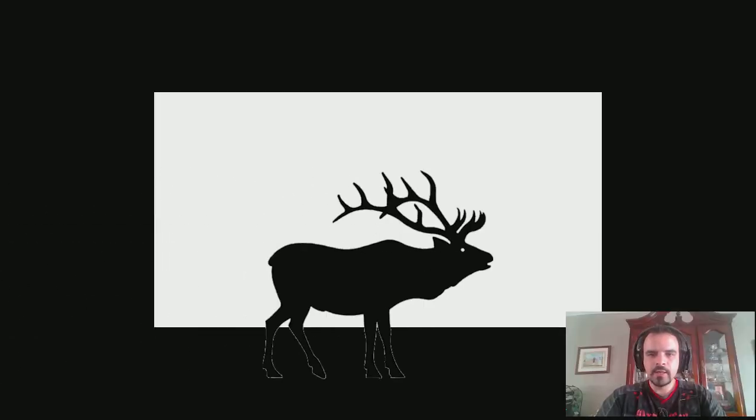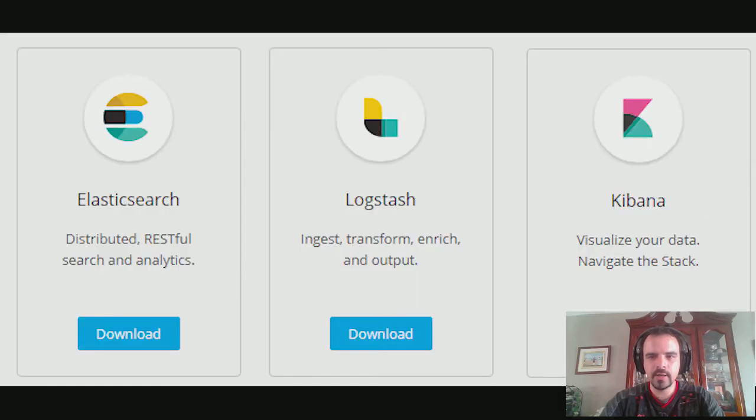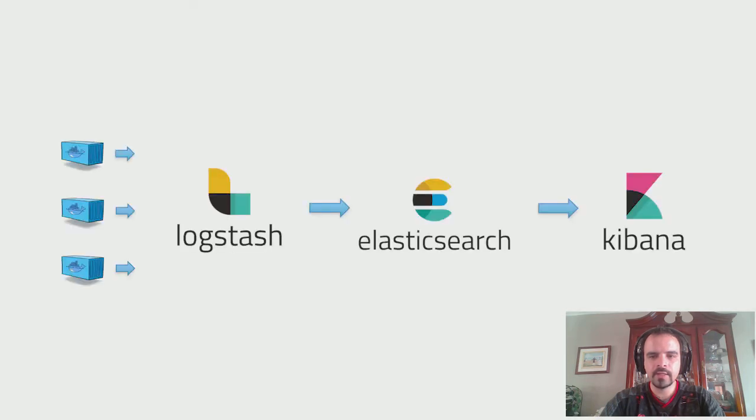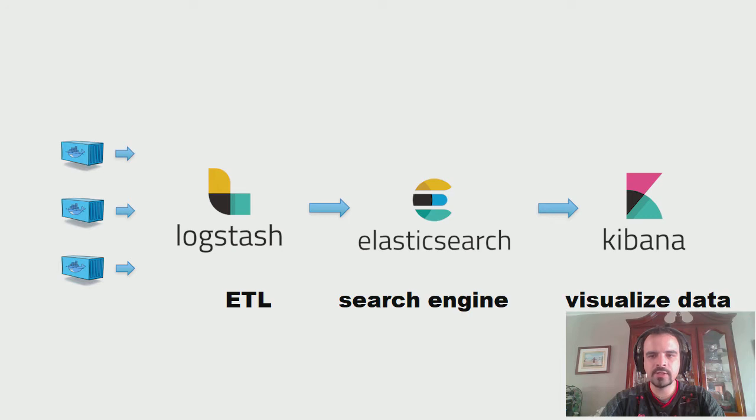What is Kibana? Kibana is part of the Elk stack. What is that Elk stack? That would be Elasticsearch, Logstash, Kibana. These are the three components that compose the Elk stack. We will be focusing our efforts within Kibana. We can view Logstash as the ETL, Elasticsearch as a search engine, and Kibana to visualize data.